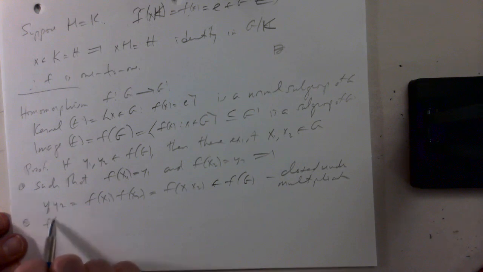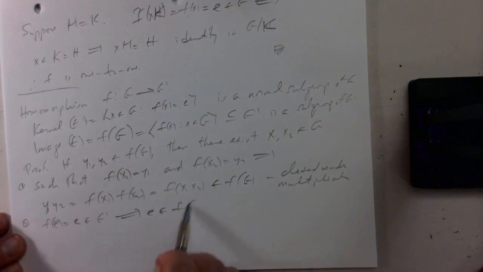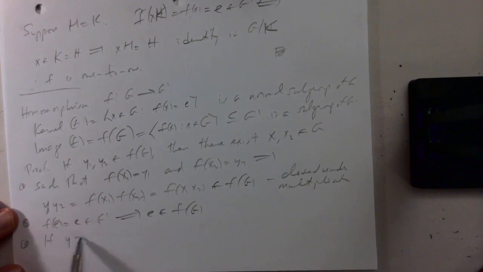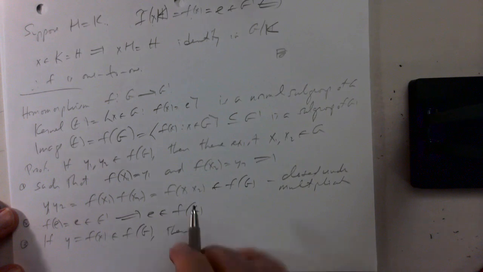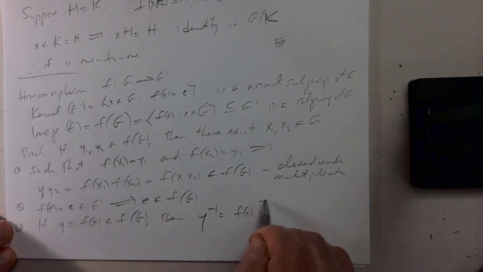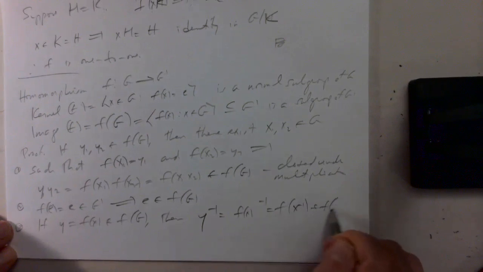Well, f of e is the identity in G prime. So e is in the image of f. And third, if y equals f of x is in the image of f, then y inverse, which is f of x inverse, is f of the element x inverse, which is in f of G. So therefore, f of G is a subgroup of G prime.